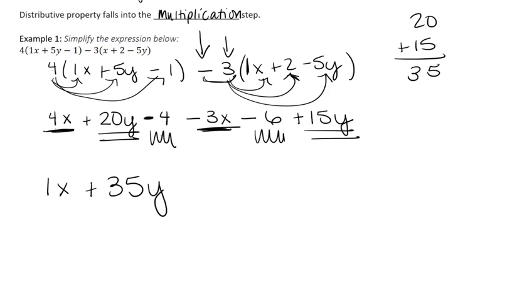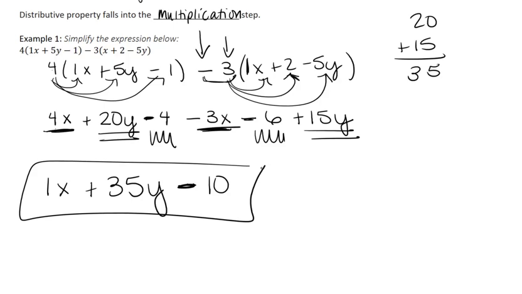Then we have minus 4 minus 6. So that is just adding up 2 numbers together and putting the negative sign in front of it. So 4 plus 6 is 10, but we have a negative on both, so we keep the negative sign. So it's negative 10. And this would be our solution to this problem. So let's go look at another example.